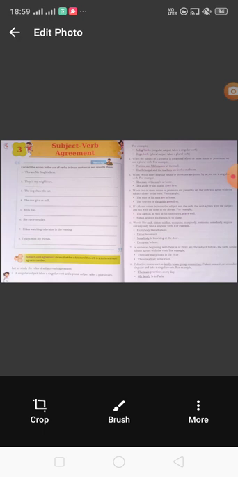So today we will learn about the relationship, or agreement, between subject and verb. Students, subject and verb must agree with one another in number, like singular or plural. If the subject is singular, its verb must also be singular, or if the subject is plural, then its verb must also be plural.